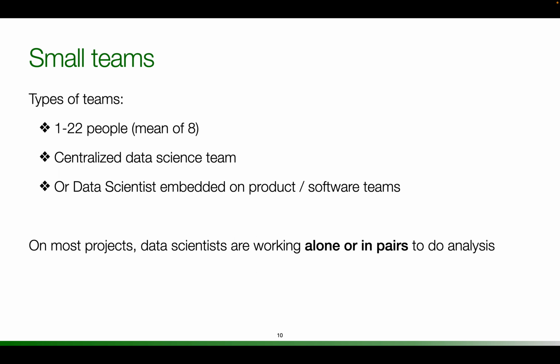These people are all working on small teams, on average from 1 to 22 people. They're either working in a centralized data science team that fields requests from a variety of different areas and asking them to inspect different things from different data sources, or they're working on a particular product or software team. But something interesting here is that on most projects, data scientists are working alone or in pairs to do analysis. So this is distinct from a typical software engineering project that might have dozens of people all working on the same code base.